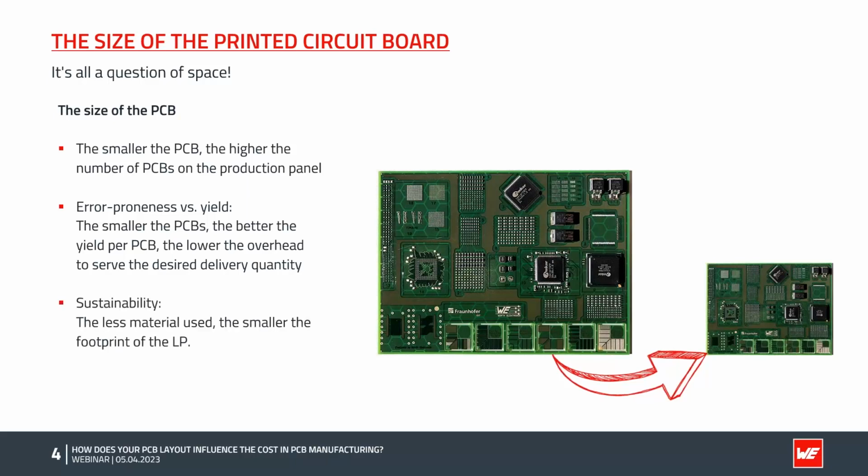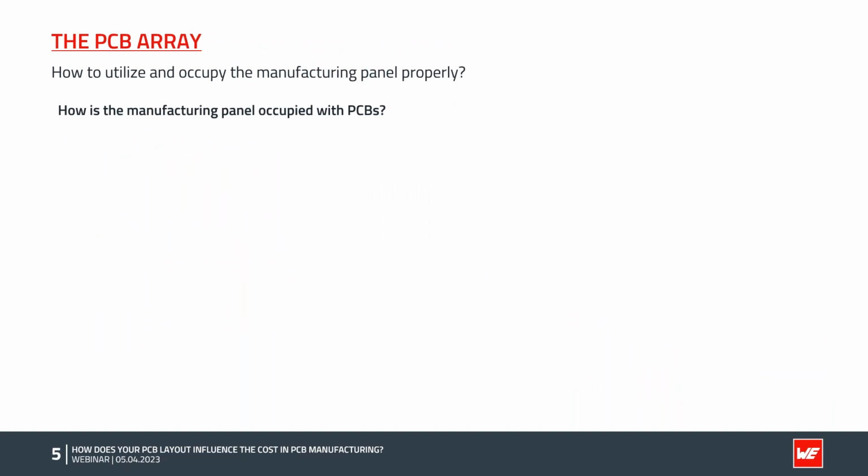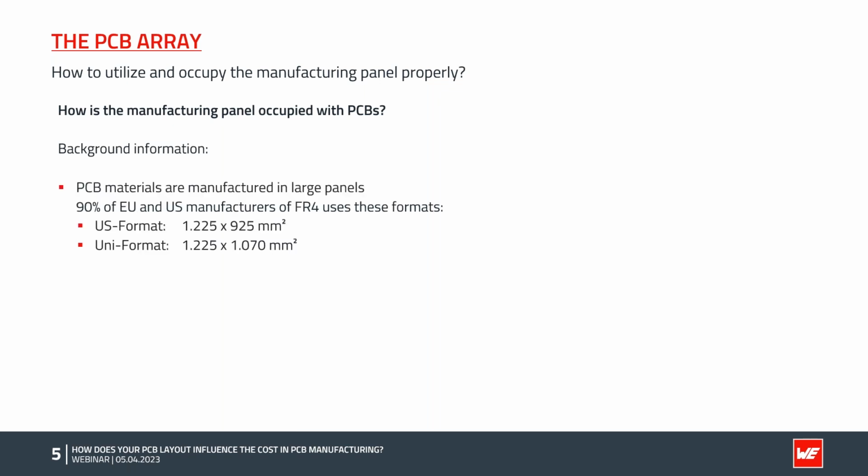And one last point, which I just added recently, is sustainability. That's quite clear. The less material we use in manufacturing, the smaller the footprint of the PCB is, and therefore the better for you and the environment, basically. But PCB size is not everything. It's another question of how many PCBs we can put onto the manufacturing panel.